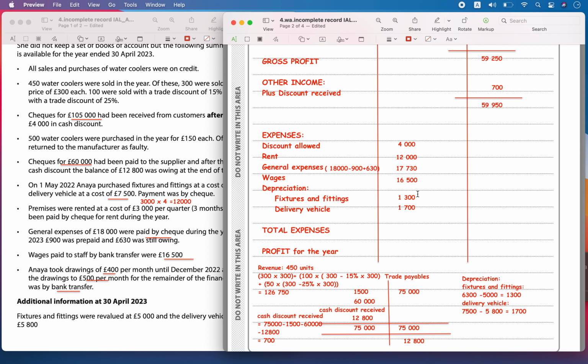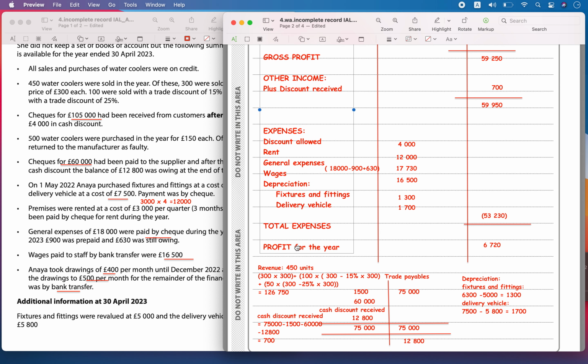Now let's add up the total expenses. So 4,000 plus 12,000 plus 17,730 plus 16,500 plus 1,300 plus 1,700. Value of the expense is going to be 53,230. Now the profit for the year will be 59,950 minus 53,230, that is 6,720. So this is the profit for the year.